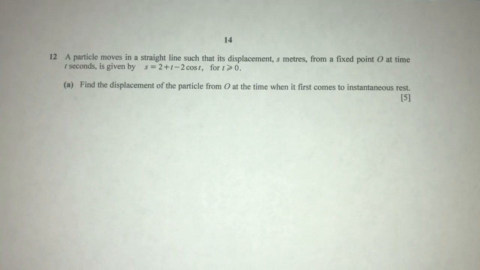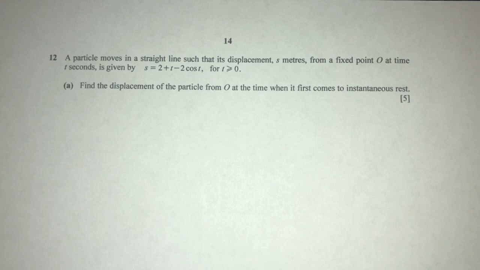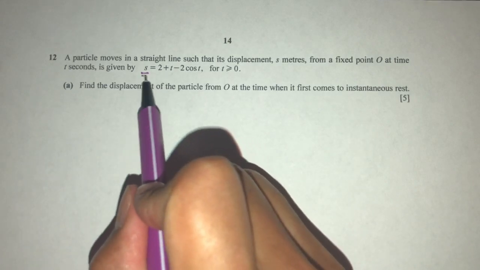Now let's move on to question number 12. A particle moves in a straight line such that its displacement s from a fixed point O at time t is given by this. This is the displacement s.